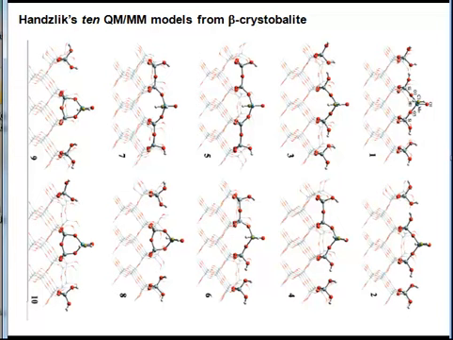He says, well, we can't just model one site. We have to now consider all the variations on this site and the way that those differences in those sites affect the reactivity. So he constructs 10 different models, cut from different parts of the beta cristobalite surface, protonated differently, terminated differently, etc. Okay, so these are all subtly different variations on the same theme, and he's modeling the same chemistry on every one.